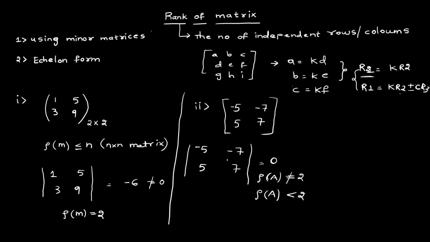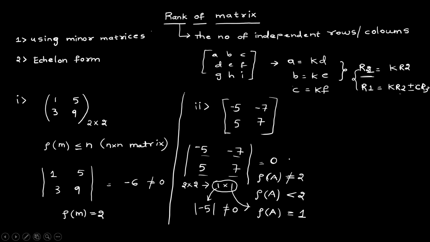Now this is a 2 into 2 matrix. The next minor matrix is a 1 into 1 matrix. So let's take any single element, and the determinant of any single element is not equal to 0. As the determinant of the 1 into 1 matrix is not equal to 0, the rank of A is equal to 1. So if a matrix is not a null matrix, then the rank always exists for it, and the least possible rank for a non-null matrix is equal to 1. This is our second example.